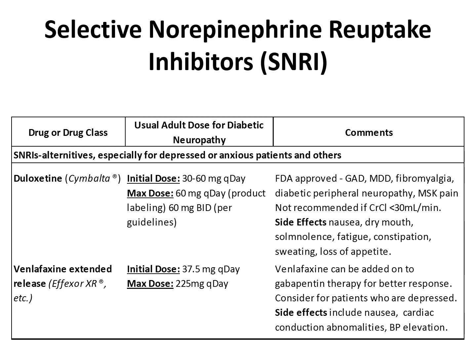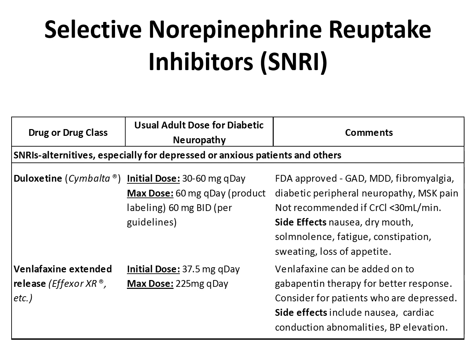The selective norepinephrine reuptake inhibitors are also used for pain. These drugs are especially unique in that they're also approved for other indications, and so you can use them in multiple disorders. For example, duloxetine is approved for generalized anxiety disorder, major depressive disorder, fibromyalgia, diabetic peripheral neuropathy, and musculoskeletal pain. We have to be careful about not using it if the creatinine clearance is less than 30 mL per minute. And for pain, we usually start at the lowest dose possible because we need to be cautious of nausea, dry mouth, somnolence, fatigue, constipation, sweating, and loss of appetite that can occur with this agent.